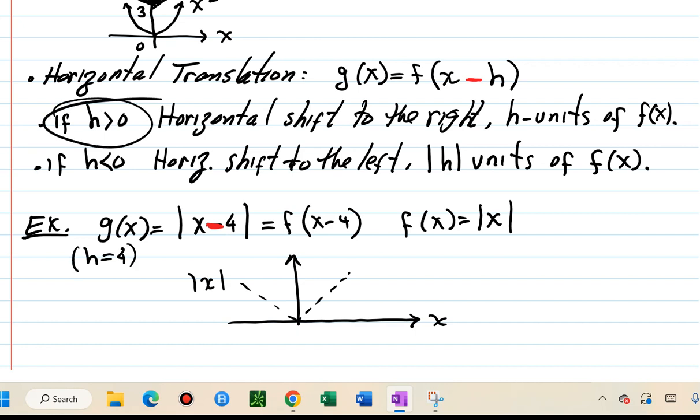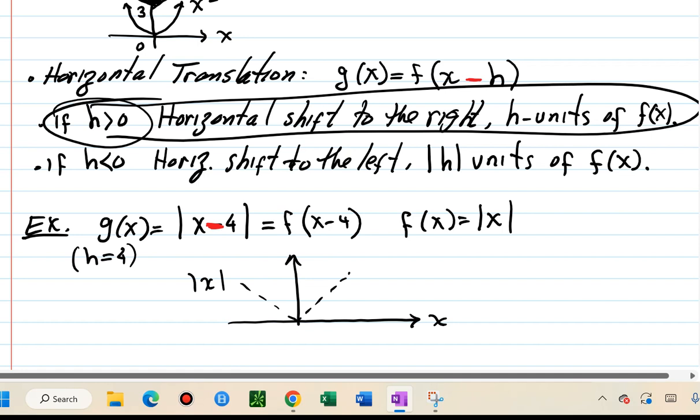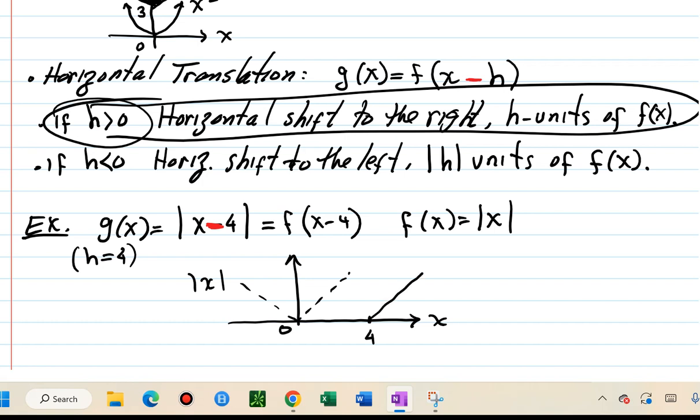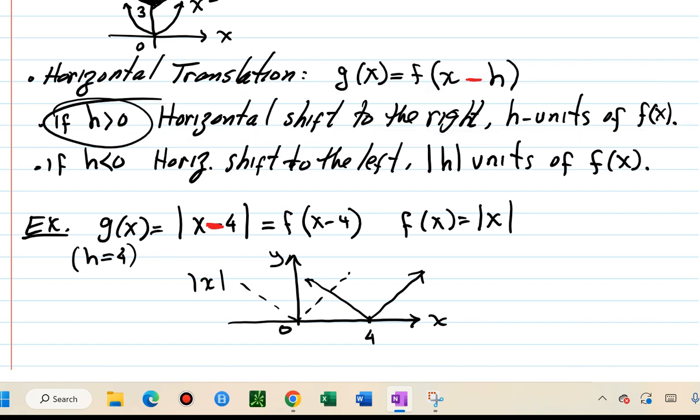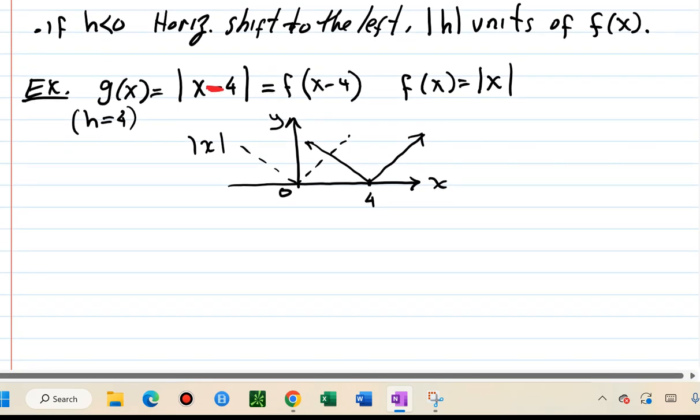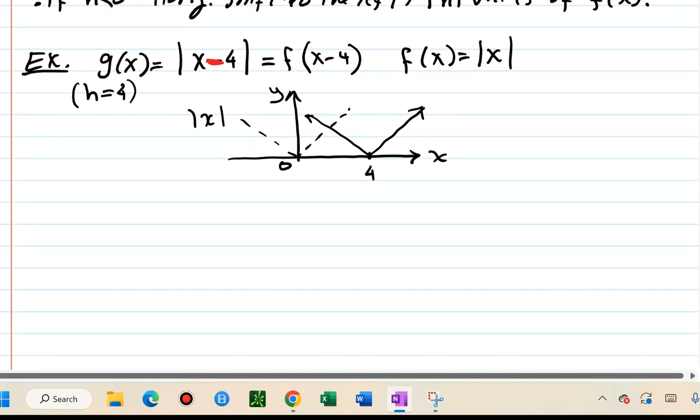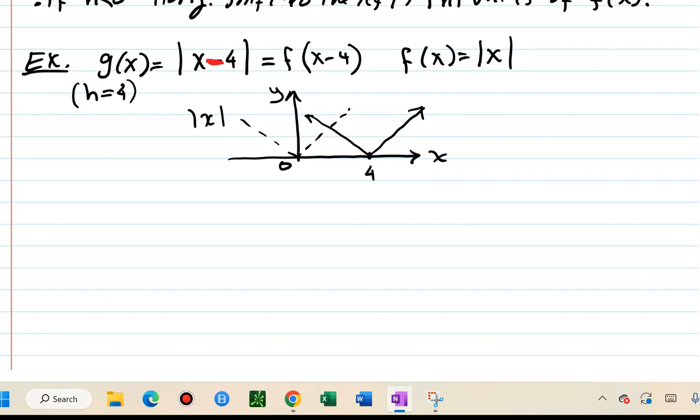Well, if h is positive, then it's going to translate this to the right 4 units. Call this 4. And this is going to be the graph. You see how that works? And there you go, the graph of that. All right, so that's what the translation is.